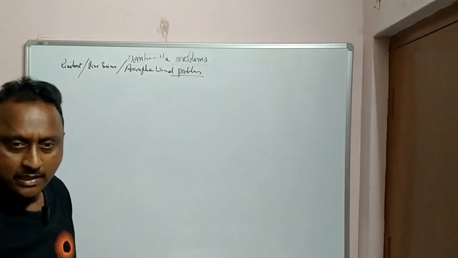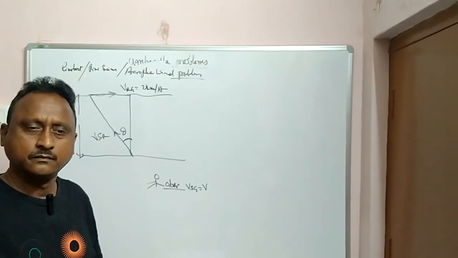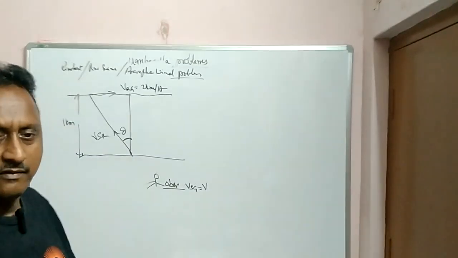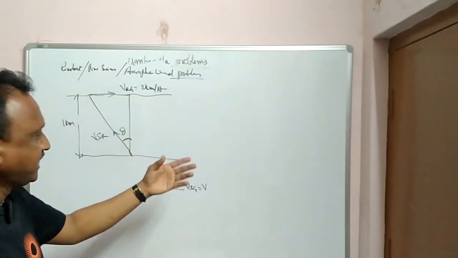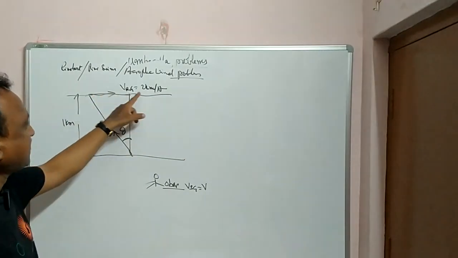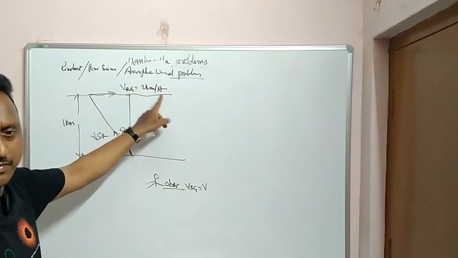See, let us do a small numerical. Right, students, let us solve a small numerical regarding river boat problems. Now see here on the board, a river is flowing at the rate of 2 km per hour. This is the velocity of the river with respect to ground.